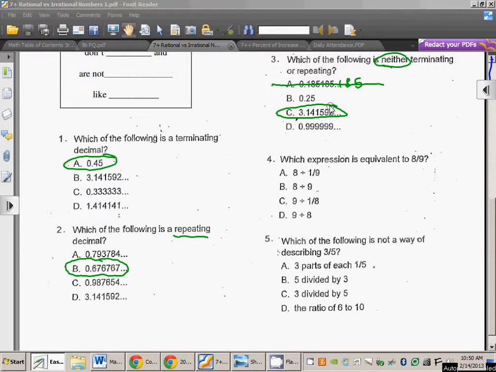What would you say B does? Goes on and... Well, B. Terminating. B terminates. What would you say D does? It repeats. So let's get rid of those options.